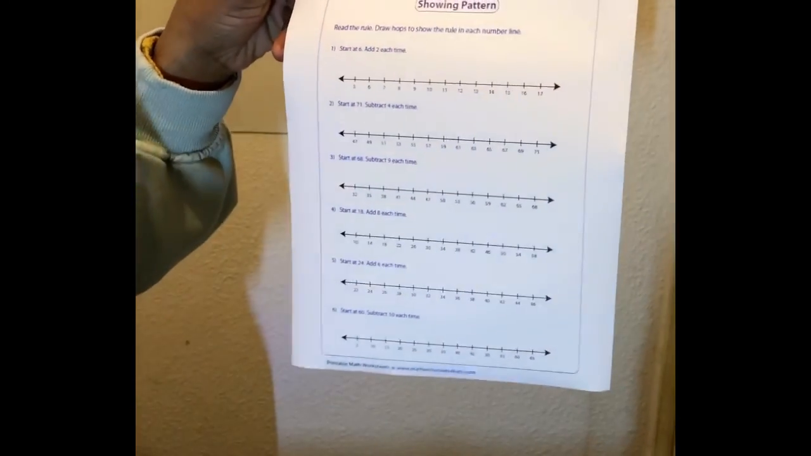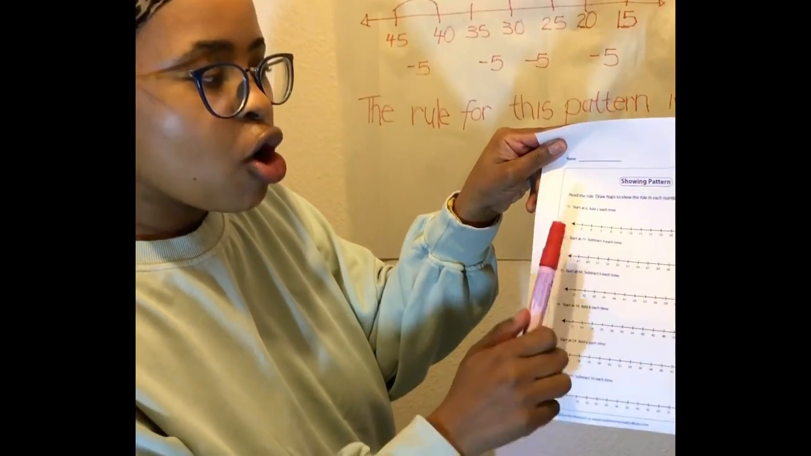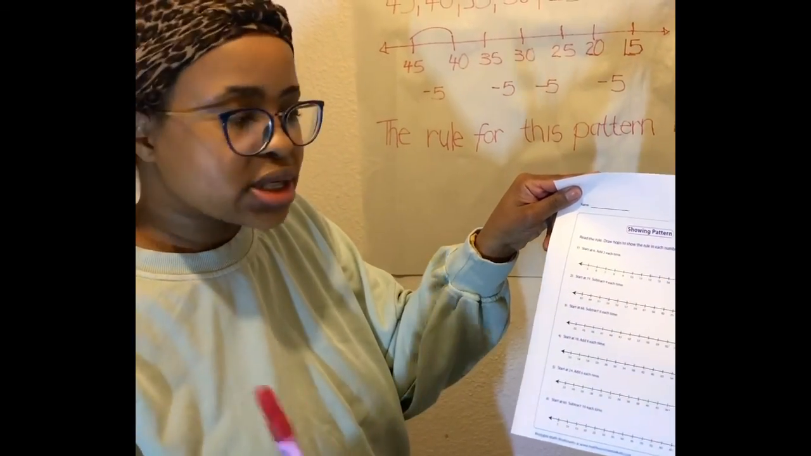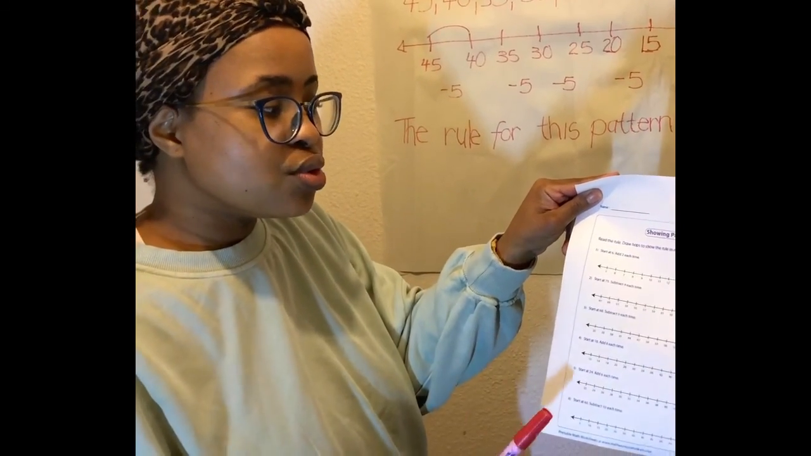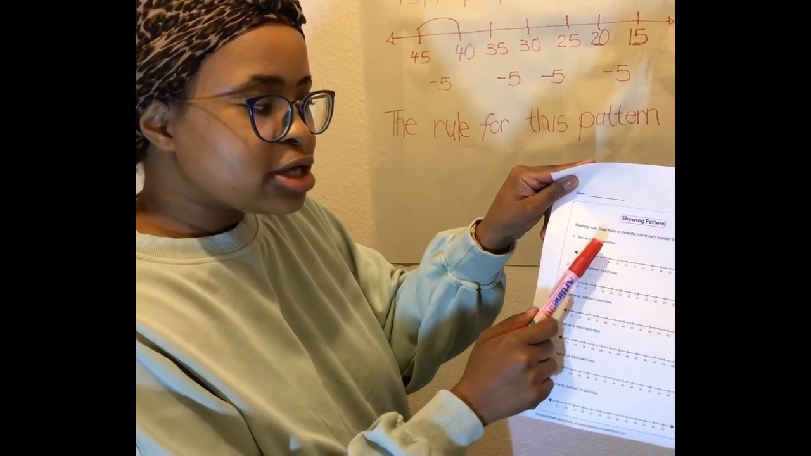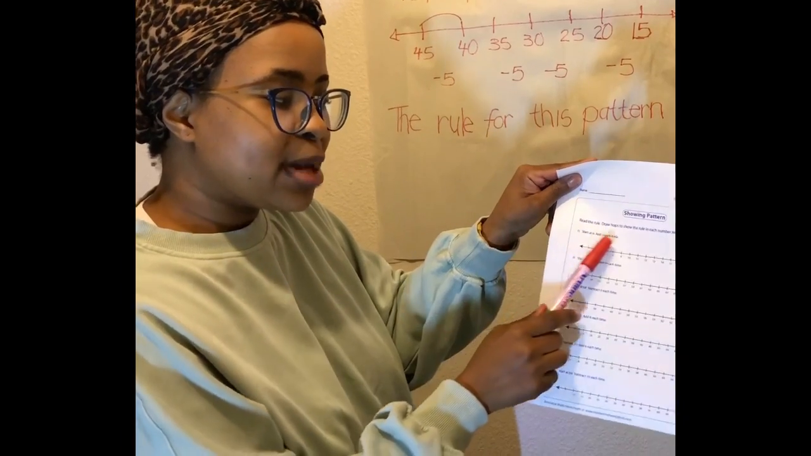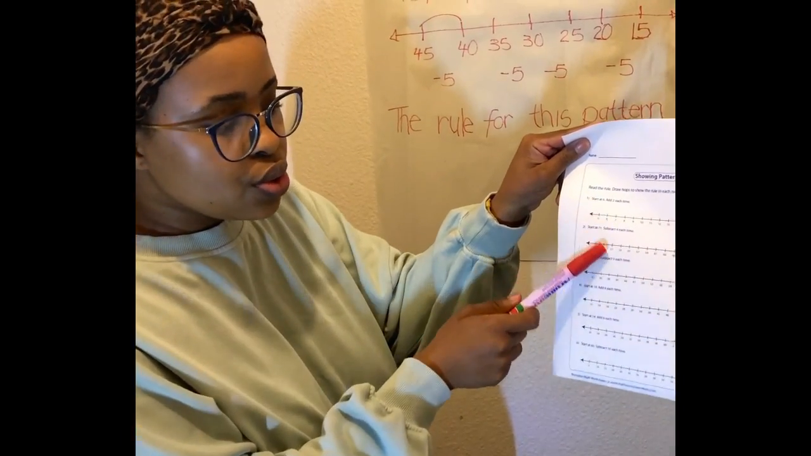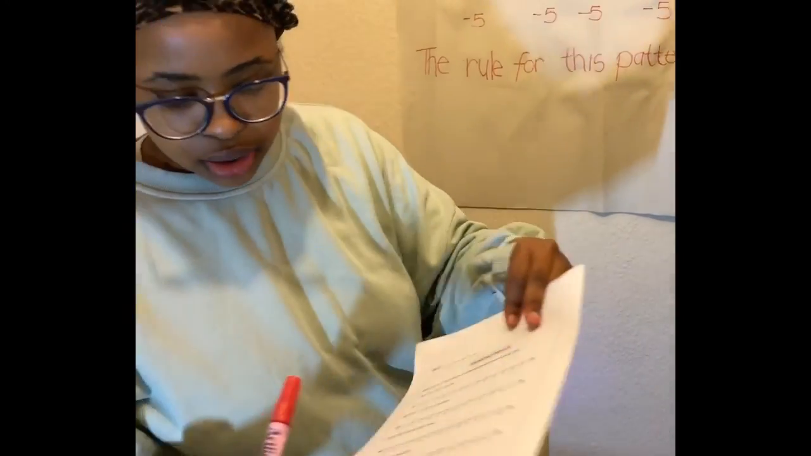You follow the instructions. So it says that you add hops to show the rule for this number line. You start at 6, and then it says add 2 each time, which means that your rule is 2 for this number line. So you're going to do the other ones. Now I'm going to give everybody the worksheets, and you're going to do the worksheets now.